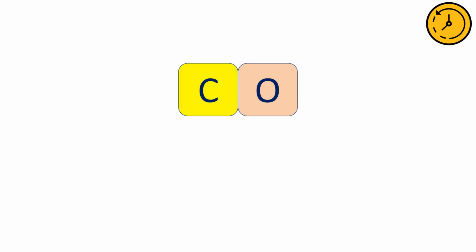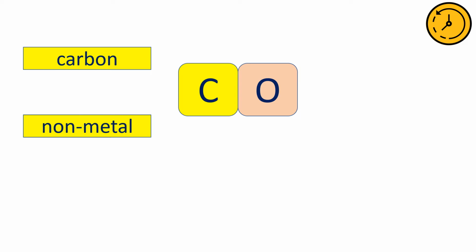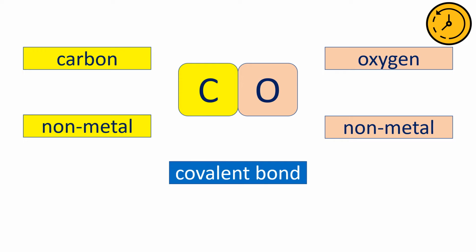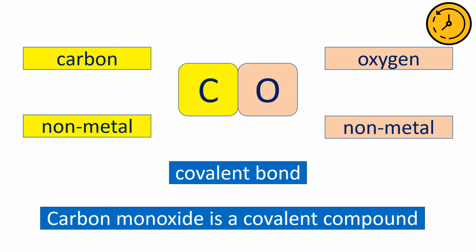What about this one? So carbon is a non-metal and oxygen is a non-metal. And a compound made of two non-metals is bonded together with a covalent bond, and therefore carbon monoxide is a covalent compound.